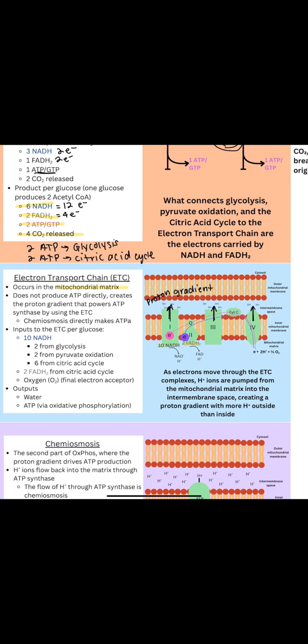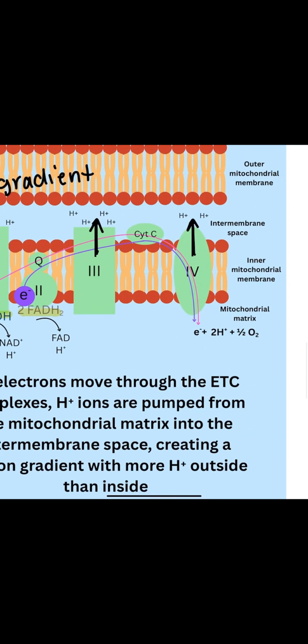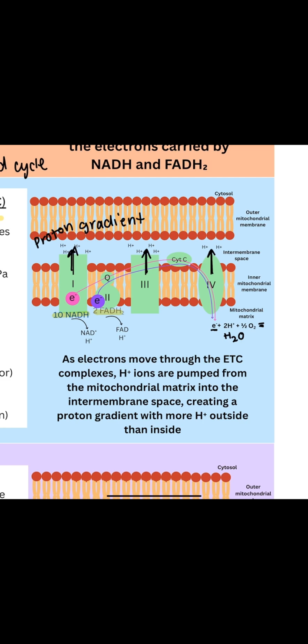Those electrons, after they've passed through the electron transport chain, they're eventually going to combine with oxygen gas and hydrogen ions to form water. And that's why oxygen is so essential. It is electronegative and it's going to cause those electrons to come closer to it. It is our final electron acceptor.